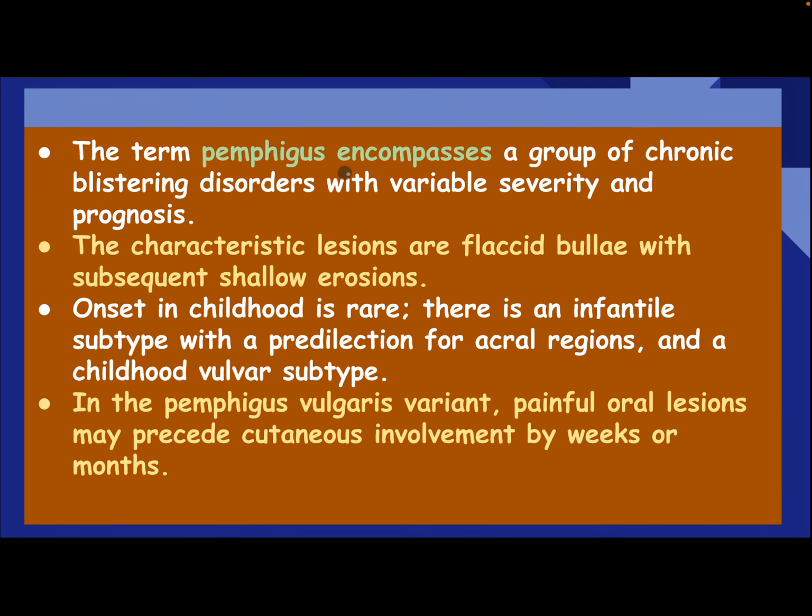The term pemphigus encompasses a group of characteristic chronic blistering disorders with variable severity and prognosis. The characteristic lesions are flaccid bullae with subsequent shallow erosions. Onset in childhood is rare. There is an infantile subtype with a predilection for acral regions and a childhood vulvar subtype. In the pemphigus vulgaris variant, painful oral lesions may precede cutaneous involvement by weeks or months.